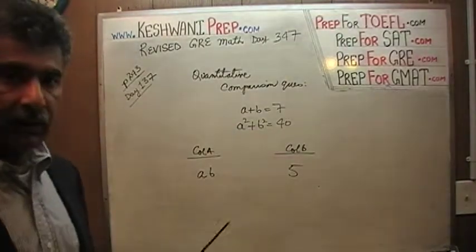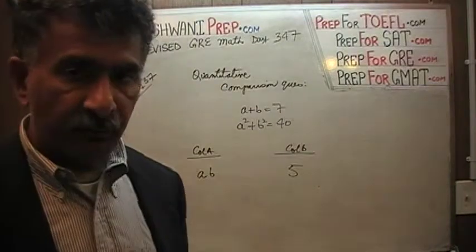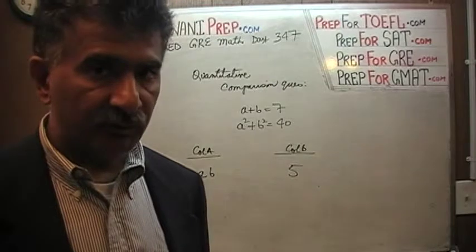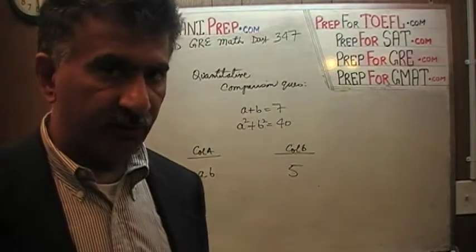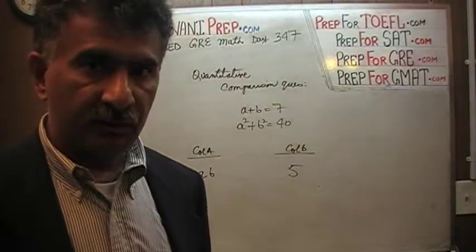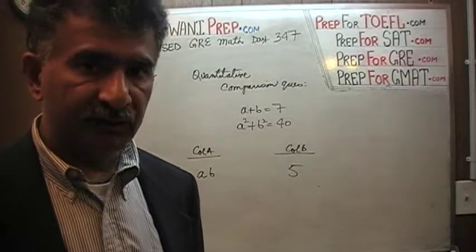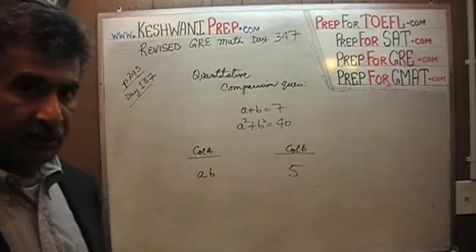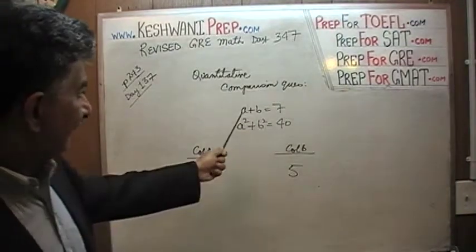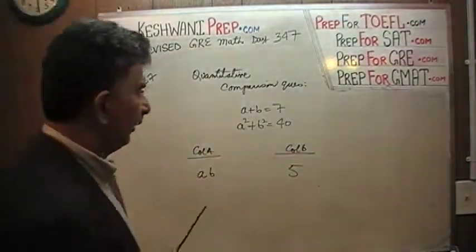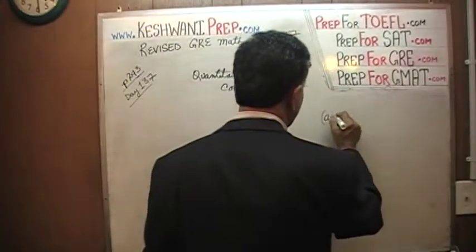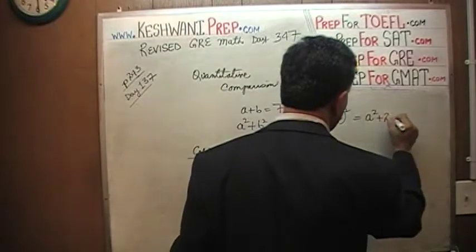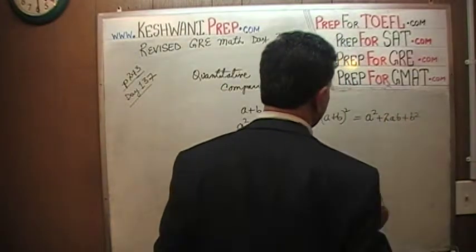Let's see what we can do here. This quantitative comparison question obviously has to do with the three formulas that we learned yesterday. We must know those three formulas, and if you haven't watched yesterday's videos, make sure you watch yesterday's video first. You must watch these videos in sequence. Don't go all over the place. Of the three formulas that we learned yesterday, the one that we need right now is the sum of a and b, a plus b whole squared. A plus b whole squared, we know it equals a squared plus 2ab plus b squared.